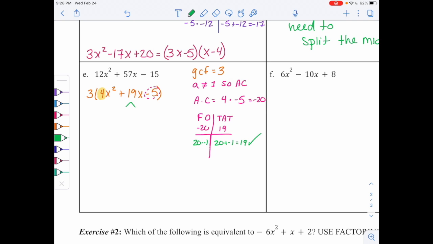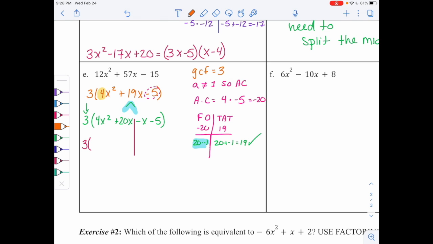Nailed it. Split my middle term. So I've got my GCF on the outside, don't forget it, times my 4x squared, and then I'm going to do plus 20x minus x minus 5, because I've taken these factors, 20 and -1, and I have split my middle term with them. Now I've got my 4 terms, factor by grouping, GCF on the outside.